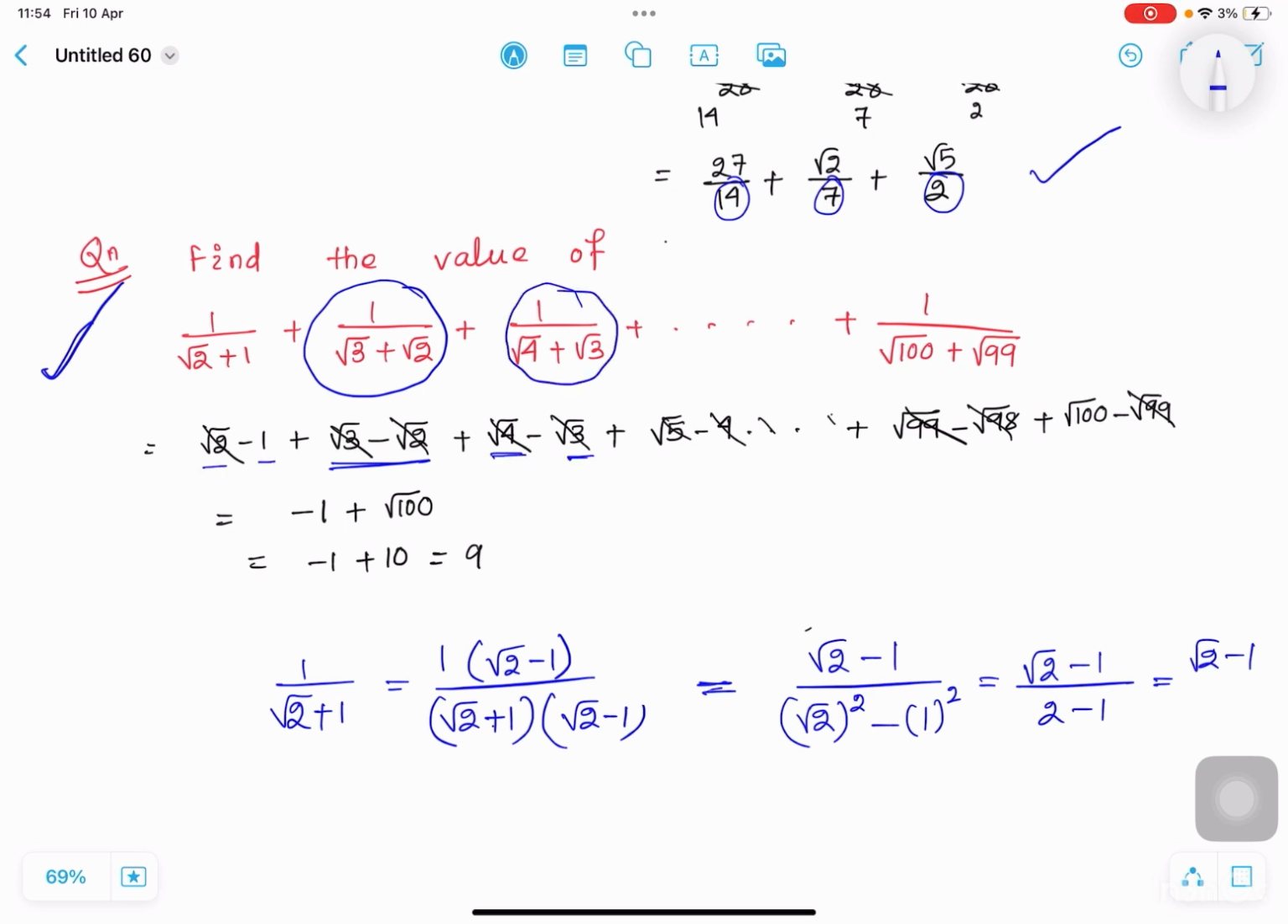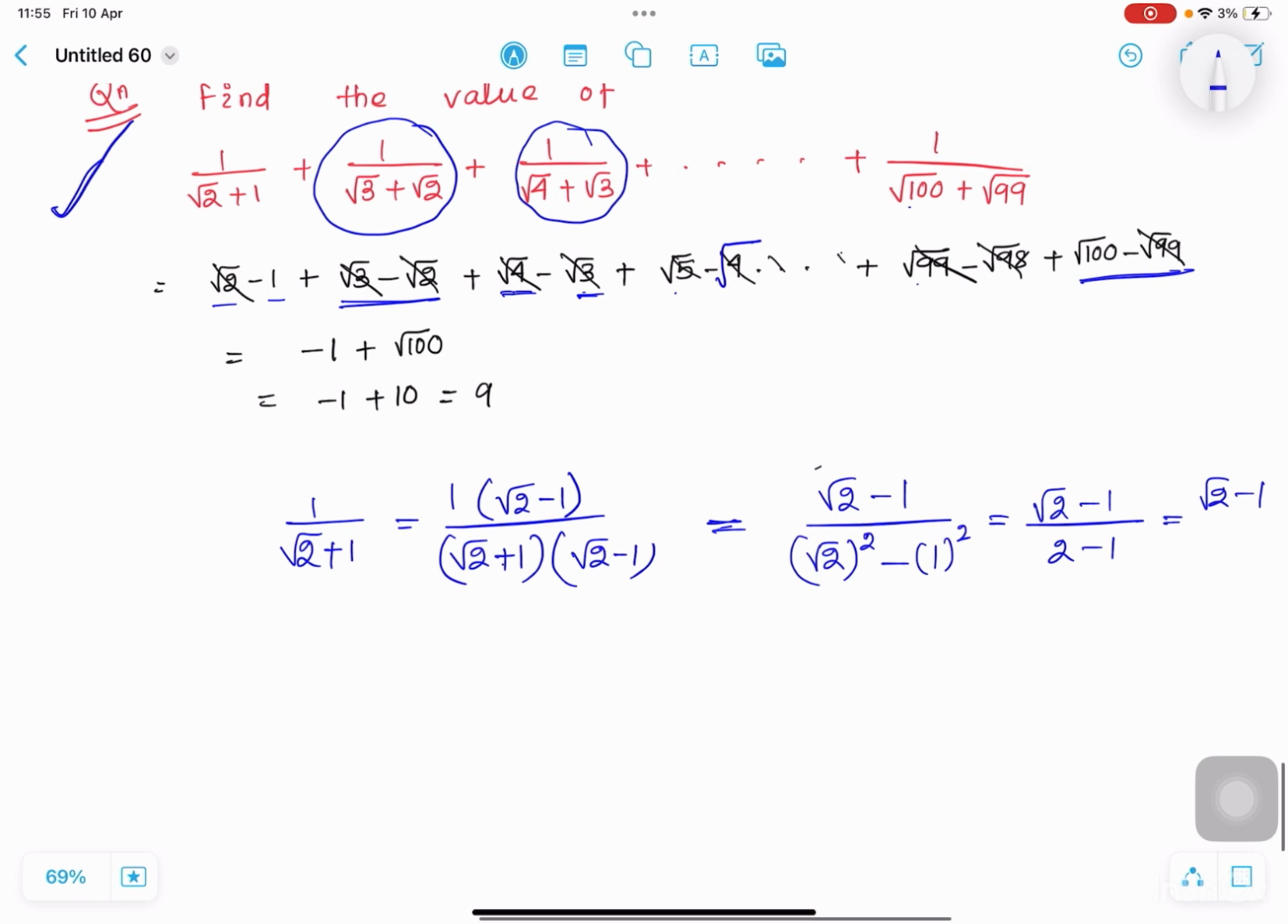So root 2 minus 1, root 3 minus root 2, root 4 minus root 3. And the next term will be root 5 minus root 4. And before the last term, this will be root 99 minus root 98. And here it will be root 100 minus root 99.